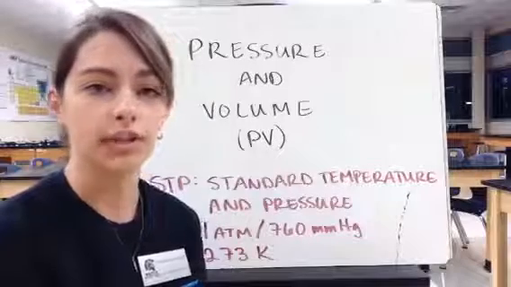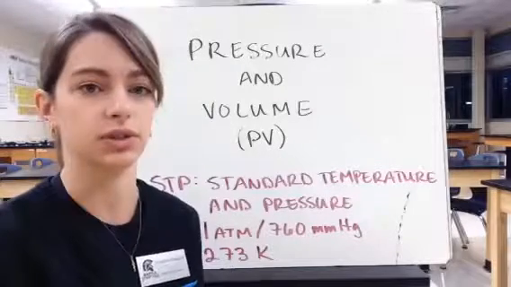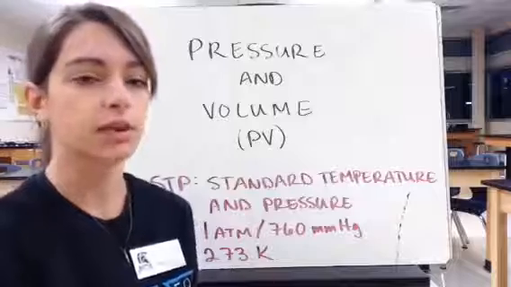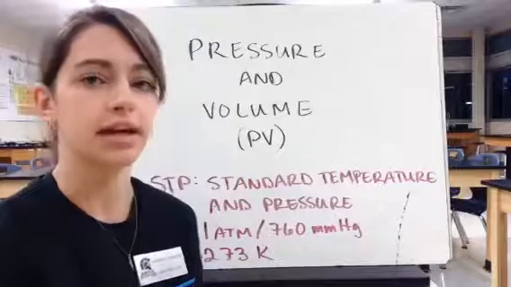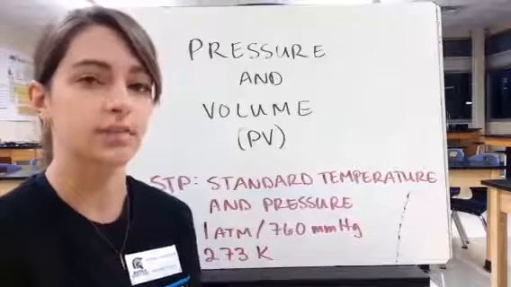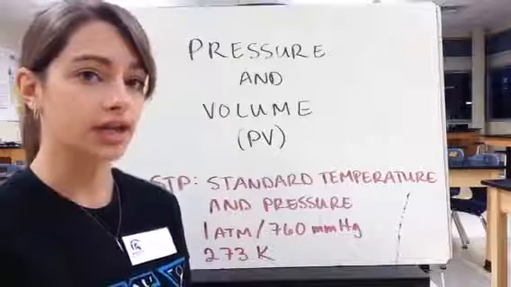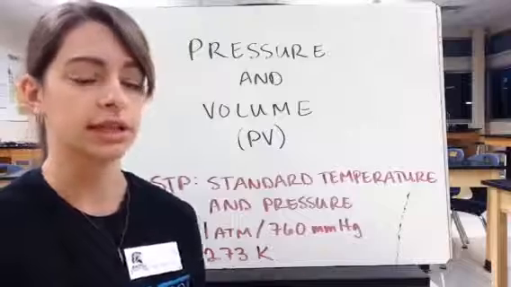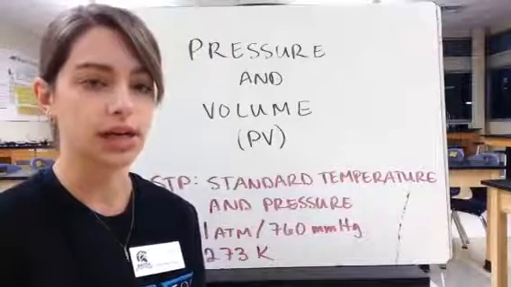So part one of our pressure exploration was looking at the relationship between pressure and volume. And before we look into the specifics, there's one note I need to make. There's something that's called STP, which is considered standard temperature and pressure. Standard pressure is 1 atmosphere, or we could say 760 millimeters of mercury.